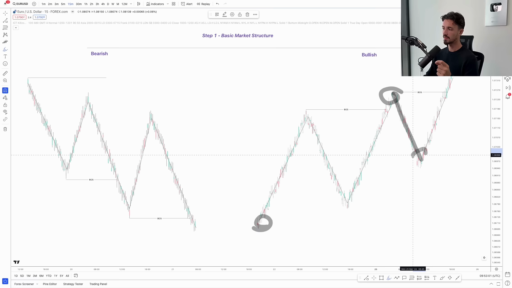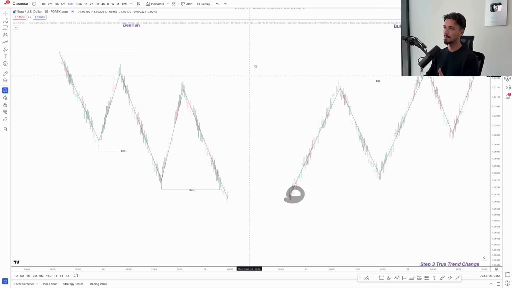You can see that without directional bias, you don't have any thesis for why you should take a trade. Market structure is all the reasons as to why you should take a trade. With that being said, let's go ahead into step number two.